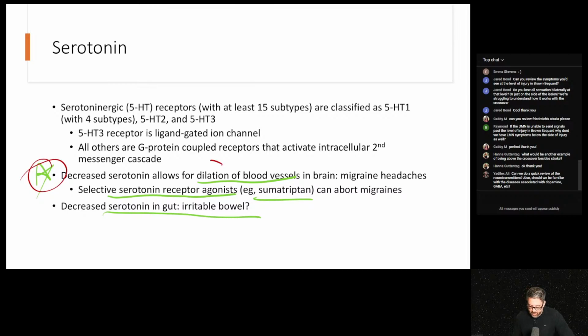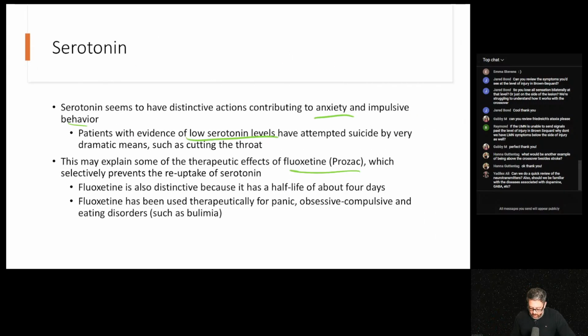Remember, I'm sorry, decreased serotonin. Not enough serotonin causes dilation, and it's the dilation that causes you to have headaches. Your vessels get bigger. That's why caffeine works. Anxiety, impulsive behavior.